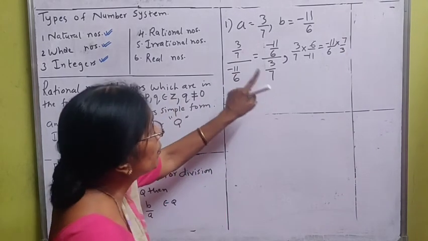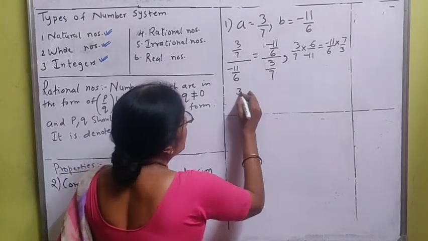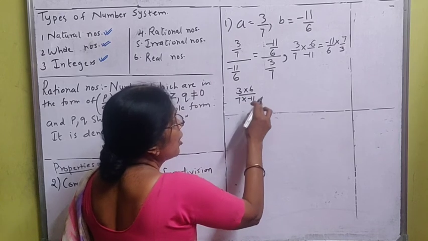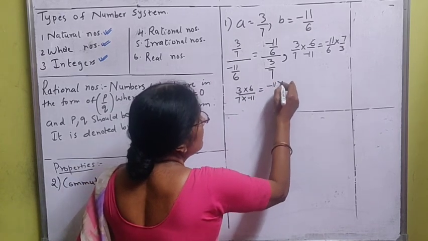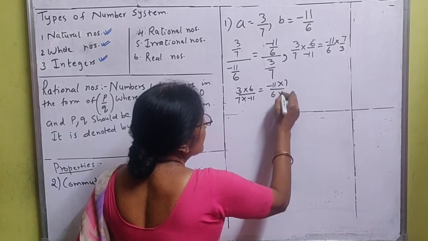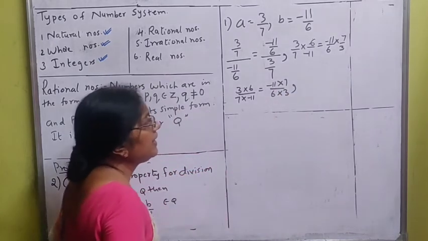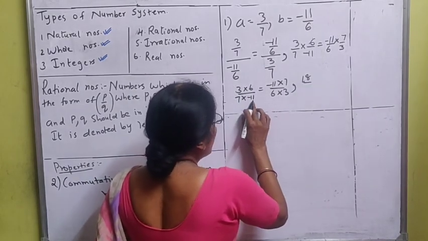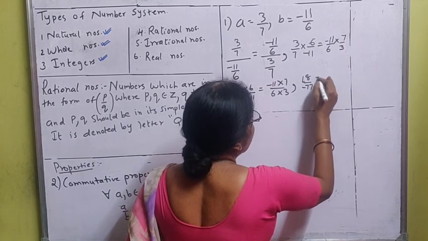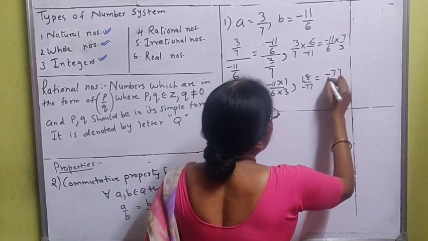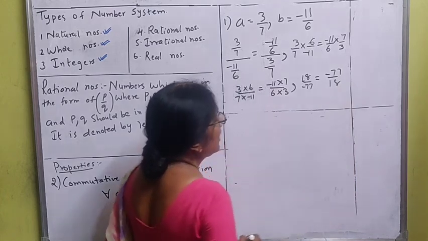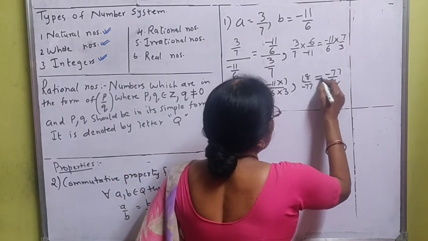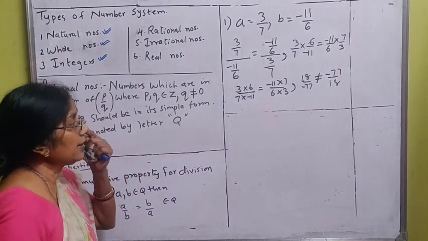Now what do you have to do? Numerator into numerator. So 3 into 6 divided by 7 into minus 11. Denominator into denominator: minus 11 into 7 divided by 6 into 3. So what shall you get? 3 6s are 18. Then 7 into minus 11, minus 77. Here minus 77 by 6 3s are 18. See here, the numerator is not the same, the denominator is also not the same. So they are not equal. So you can't prove it.